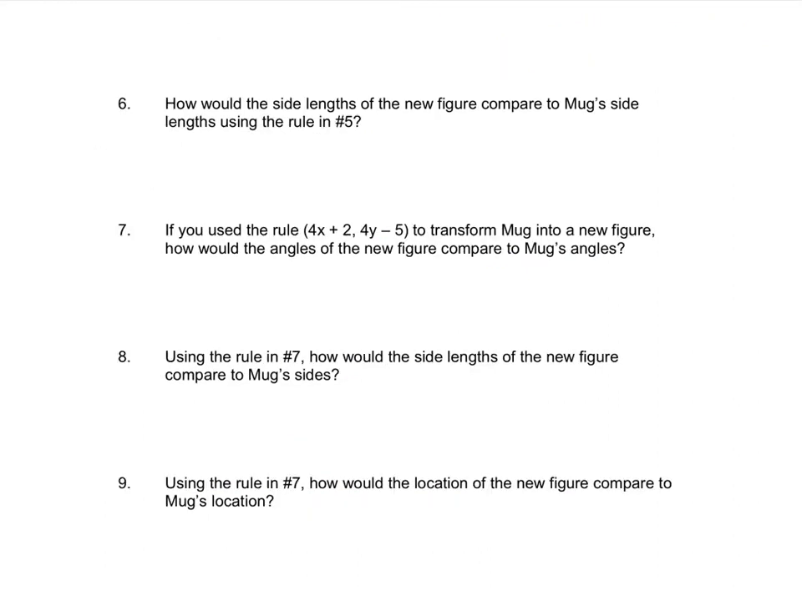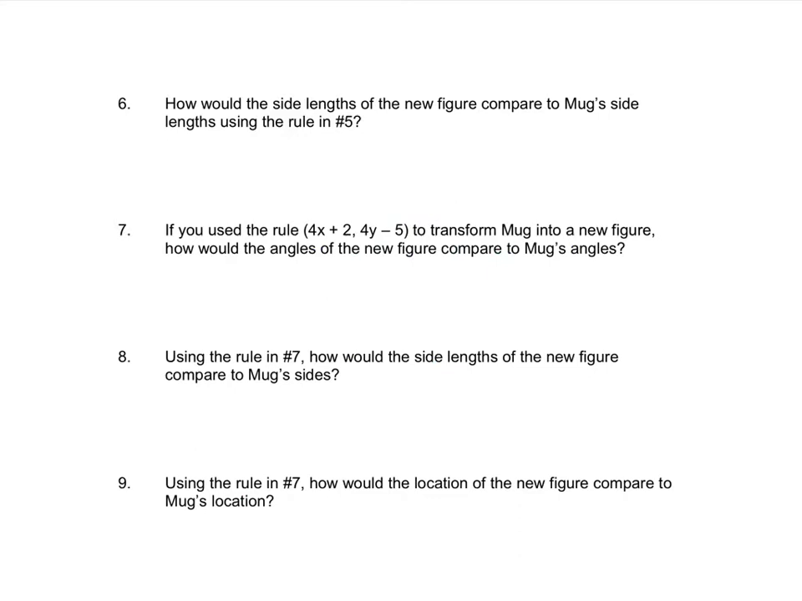Okay, number 6. How would the side lengths of the new figure compare to Mug's side lengths using the rule from number 5? So if you use the rule from number 5, which is 0.5x, 0.5y, the side lengths would be 50% of the original figure. And you can say this in many different ways. The side lengths would be half of the original figure. You can say 0.5. So as long as we understand that you understand that the side lengths are going to be half or 50% of the original figure.